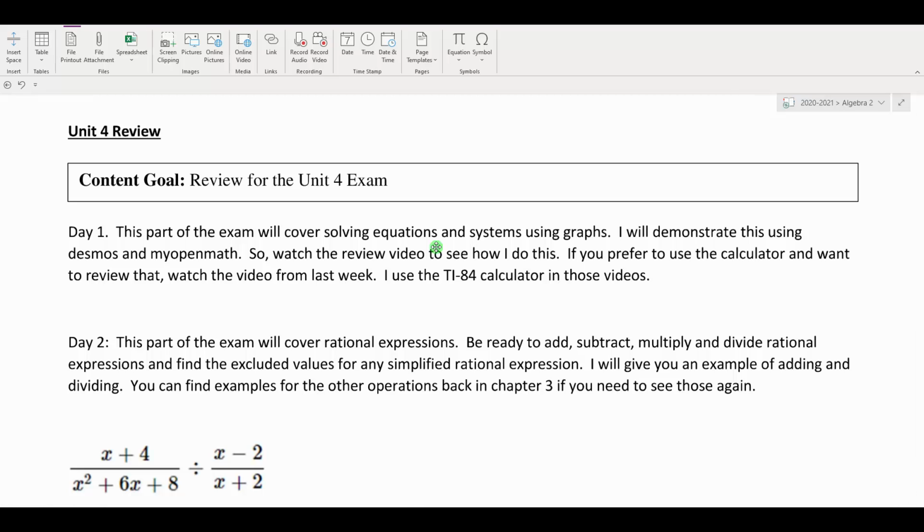I'm going to demonstrate this today using Desmos and MyOpenMath. So we're going to actually go open some problems in MyOpenMath. We're going to open up Desmos. I'm going to show you how to use Desmos to solve some of those problems.